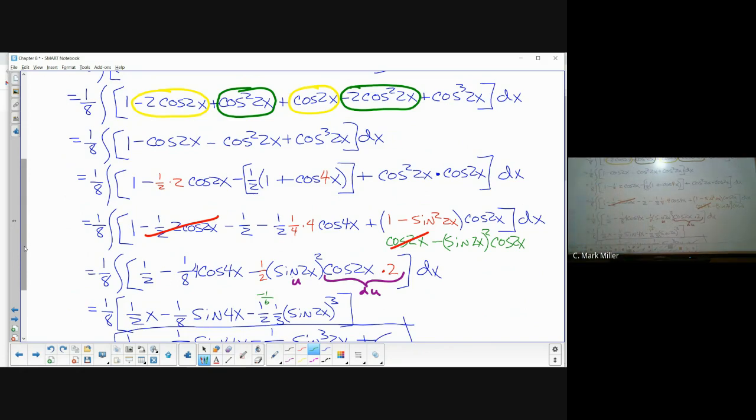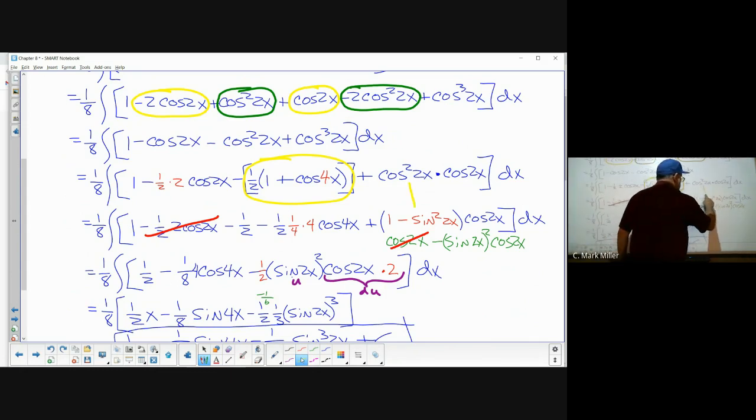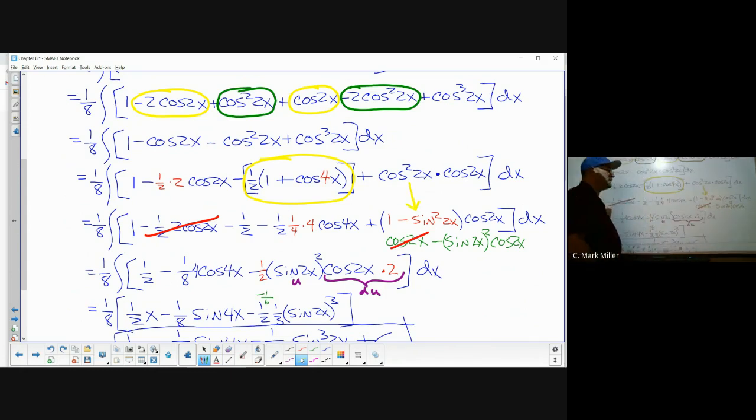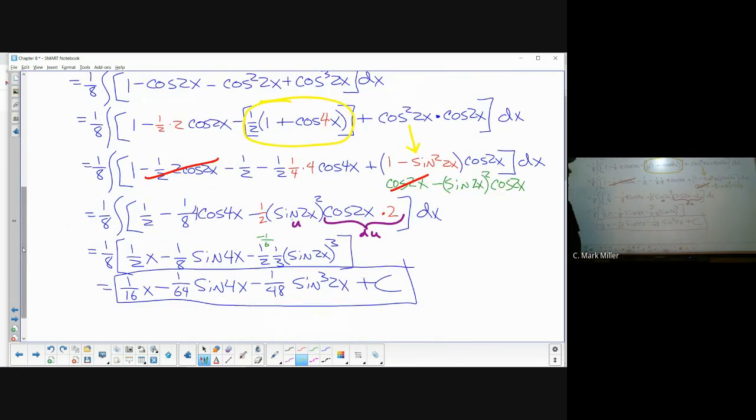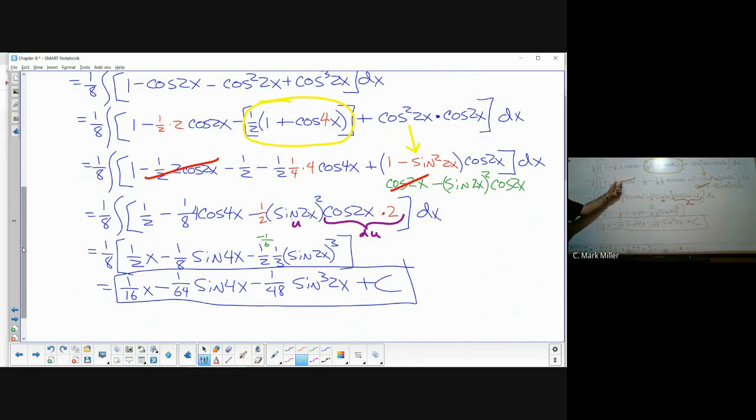So I would say this is a hot spot right here. This is a spot I would pay careful attention to, right? And this cosine squared 2x goes down to 1 minus sine squared 2x. And all that gets multiplied by cosine 2x. That gave me a cosine 2x times 1, that cosine 2x, which perfectly cancels with this cosine 2x. Gets out of our life.